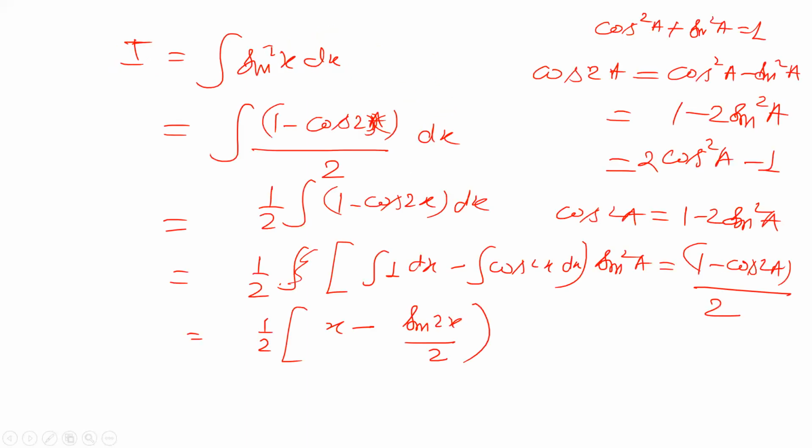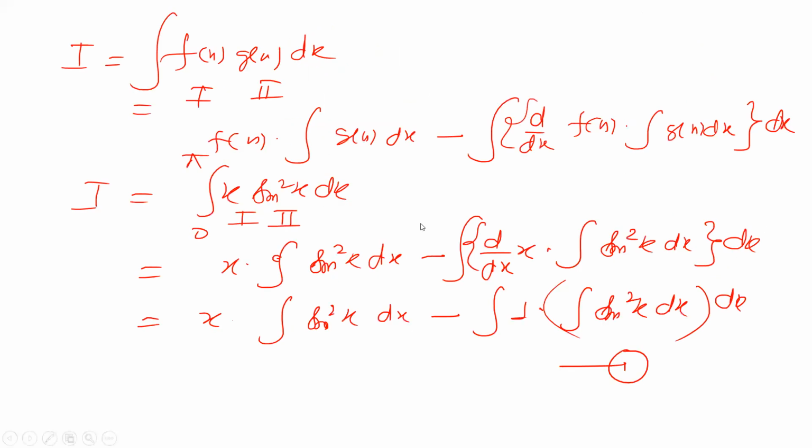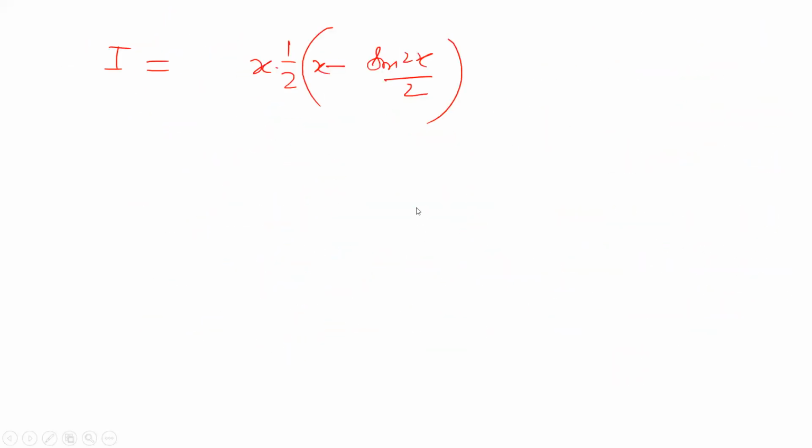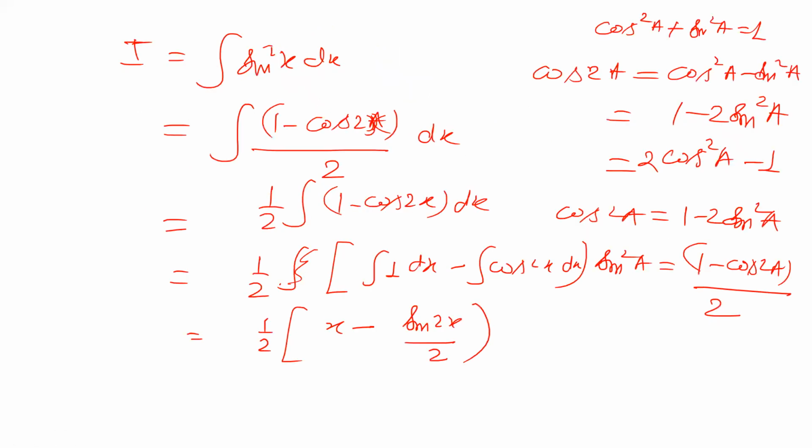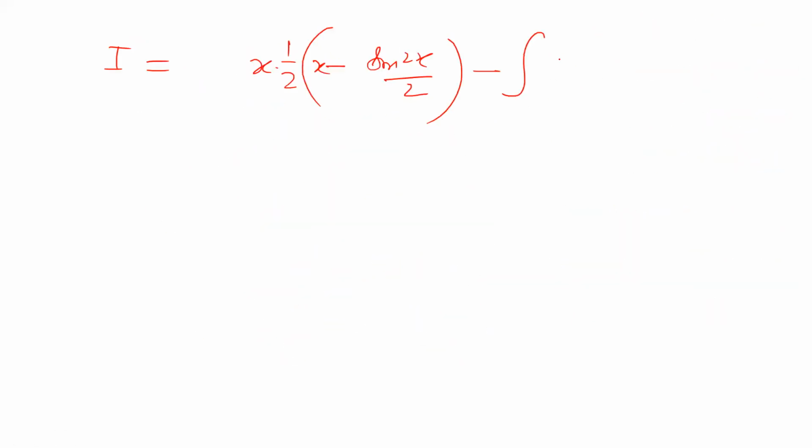And then the second term, minus the integration. This integration we have to find out. So we'll get 1 by 2 ax minus sin 2x by 2 dx. So this we have to already find out the integration, but again we have to integrate this.